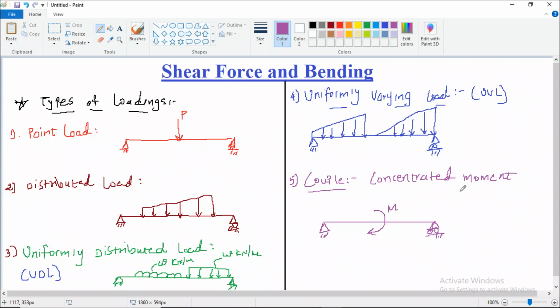So these are the different types of loadings which are going to act on a particular member or any structure which we'll be solving and finding out the shear force and bending moment for. Next topic will be the types of supports, and that we will see in the next session.